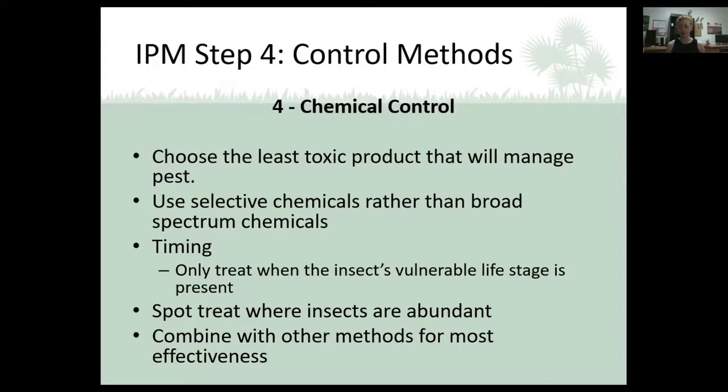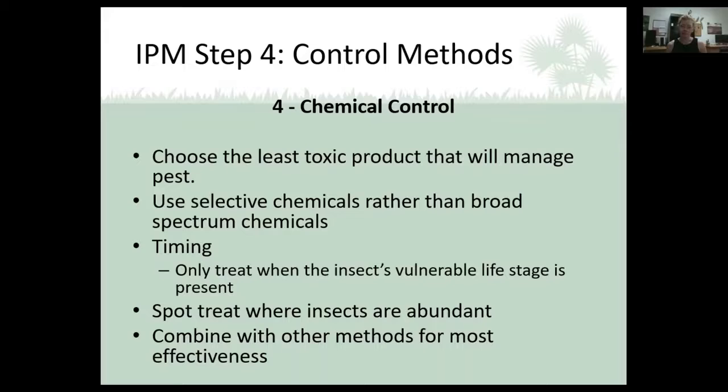Next is chemical control. You always want to use the least toxic product that will manage the pest. You use selective chemicals rather than broad spectrum chemicals. Usually if you can find a chemical that targets a certain type of insect, you want to do that more than use a broad one, but you do what you got to do sometimes.